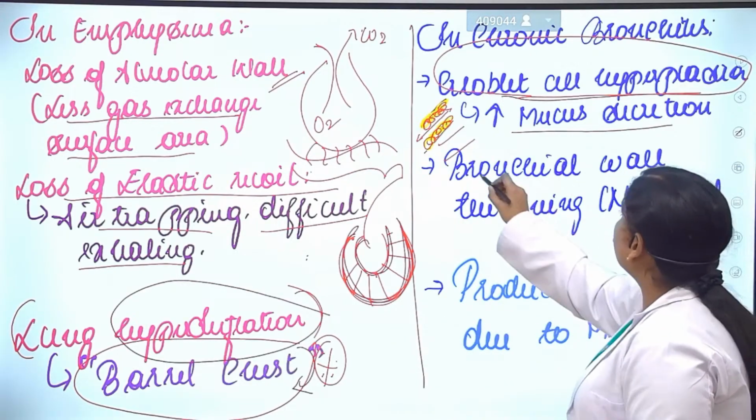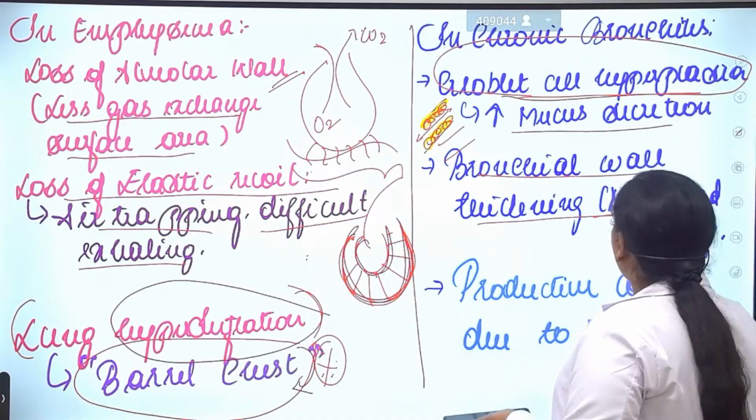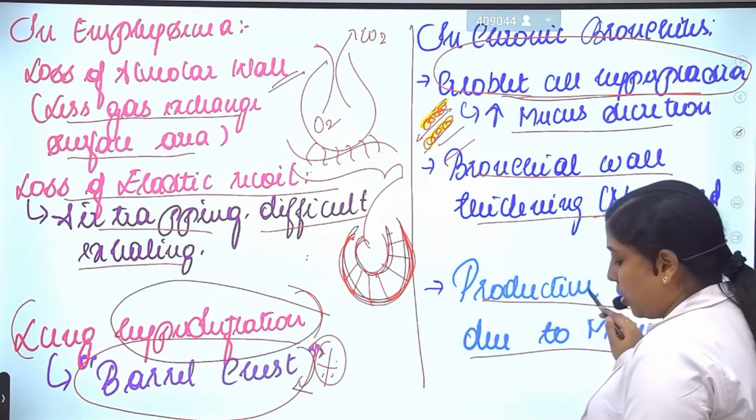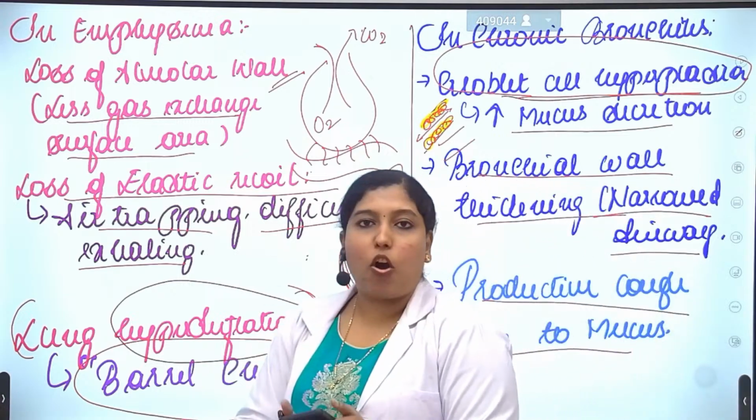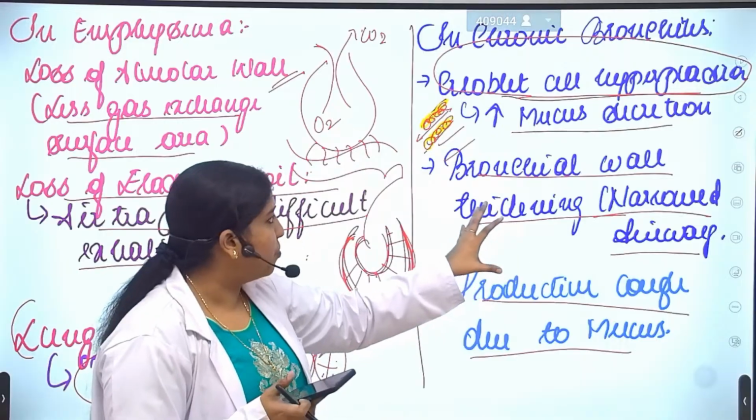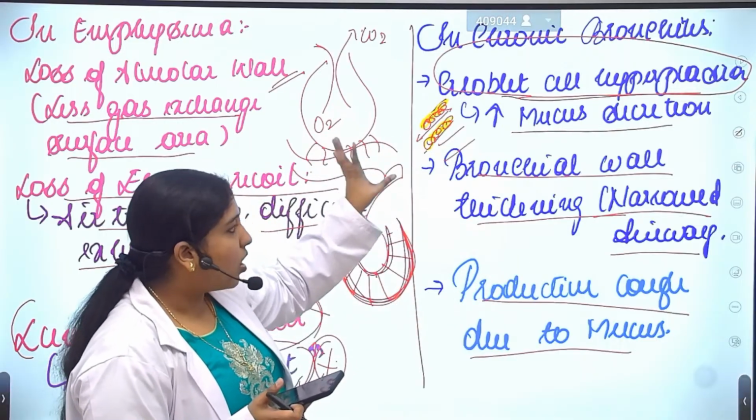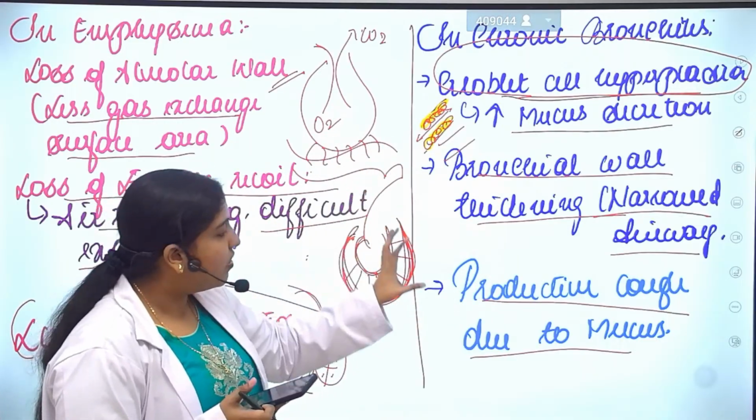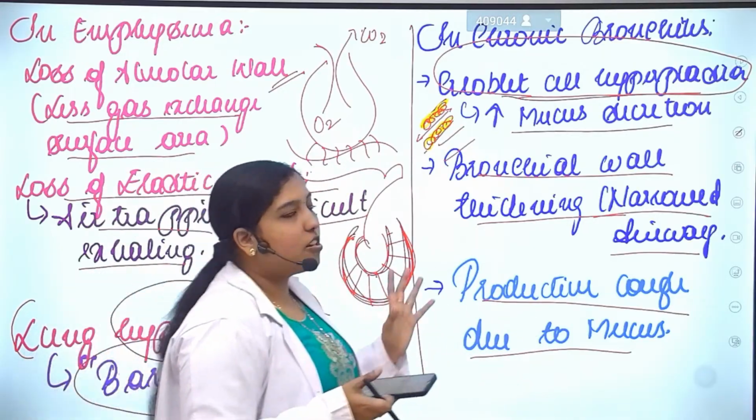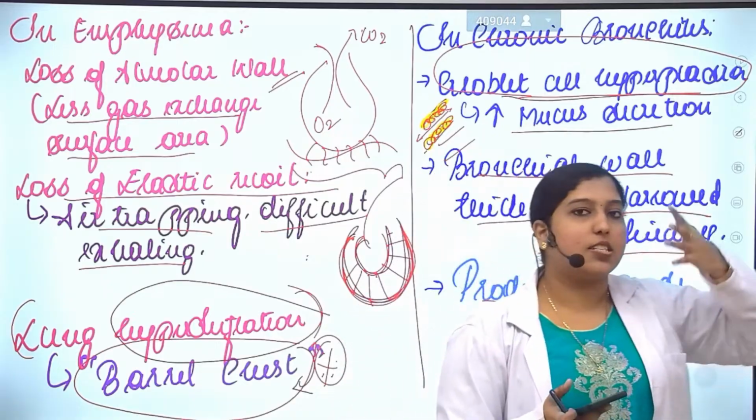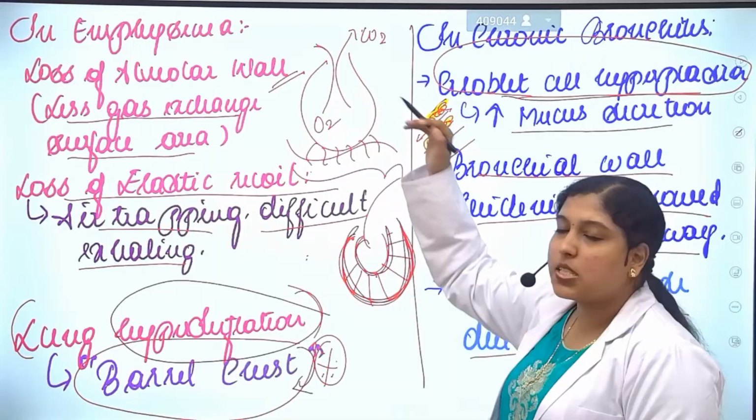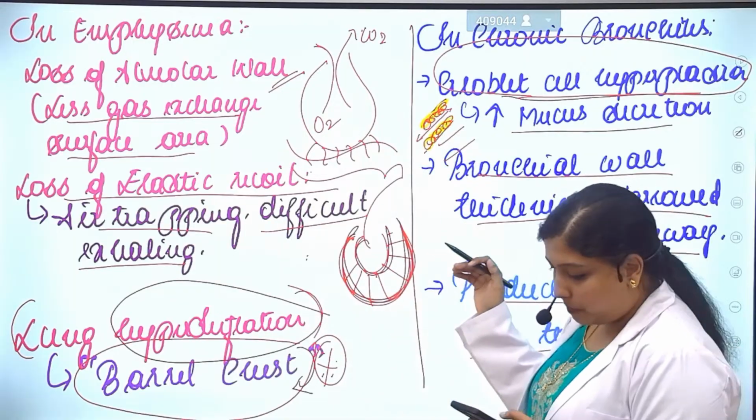Next is bronchial wall thickening, narrowing of the airway, and productive cough due to mucus. Because of the hyperplasia of your goblet cells, there will be excessive production of mucus. This mucus in turn gives the productive cough. And you can ask me why I have written emphysema and chronic bronchitis in a different color. Always remember, emphysema is otherwise known as pink puffers.